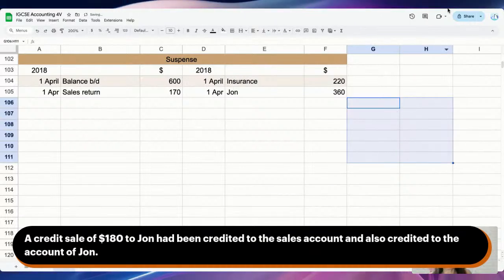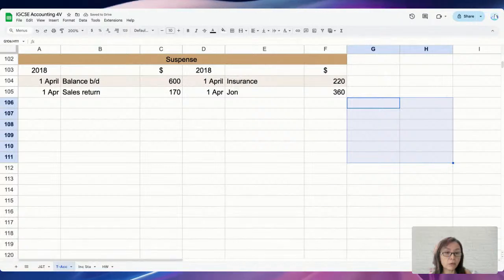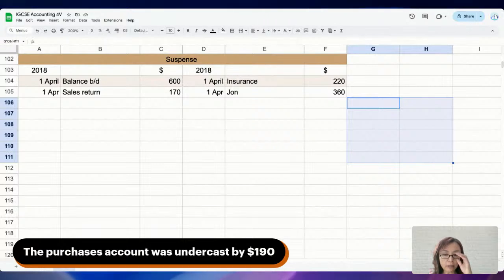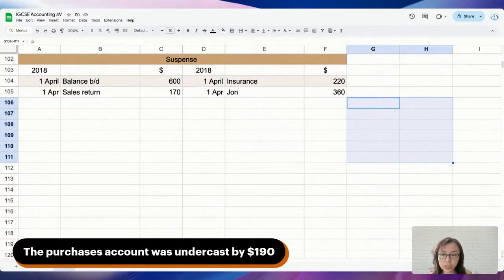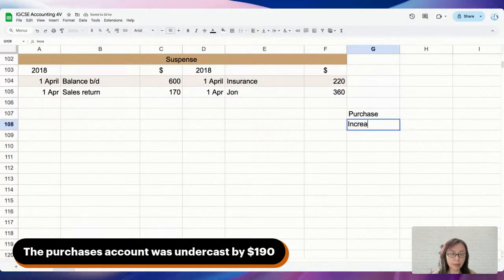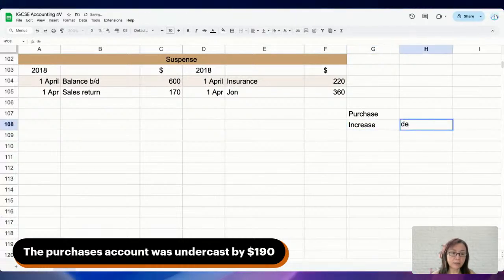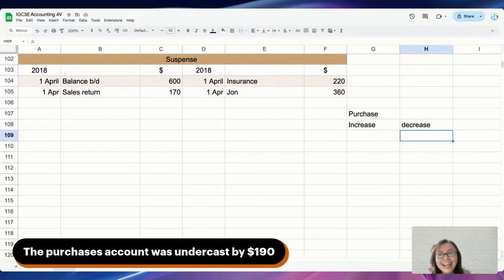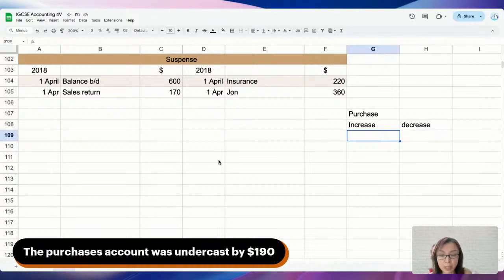All right, let's have a look at the next case, which is the purchase account has been undercast by 190. All right, so for the purchase account, if we increase, it's always debit side. Okay, and then decrease is here, credit side. So undercast means I charged less by 190. Then what we need to do? We need to increase it, right? So it's a debit.